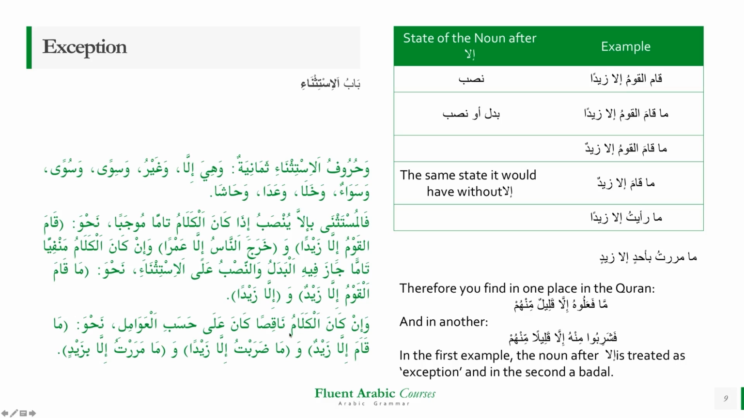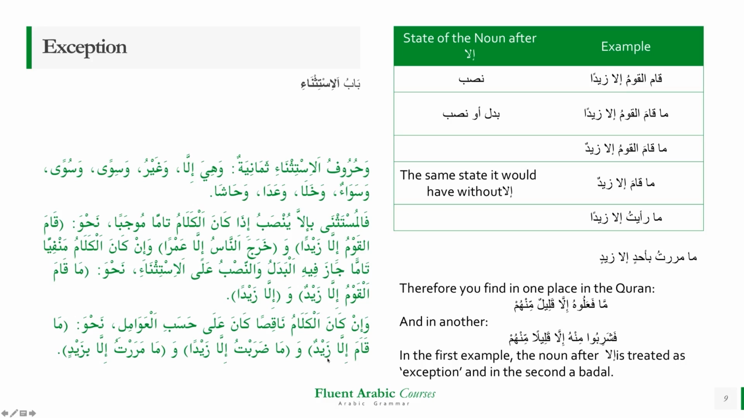وإن كان الكلام ناقصا كان على حسب العوامل. If the speech is incomplete, then it depends on the sentence. نحو ما قام إلا زيد. So this is an incomplete sentence. ما قام, it is not a complete sentence. إلا زيد. So we'll explain this.